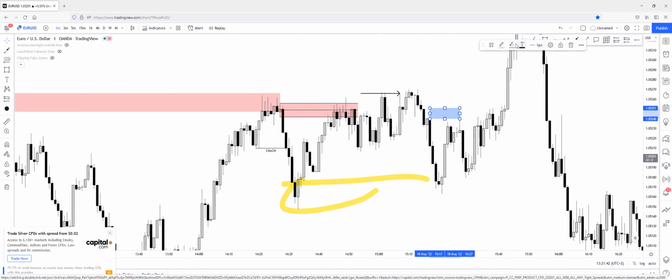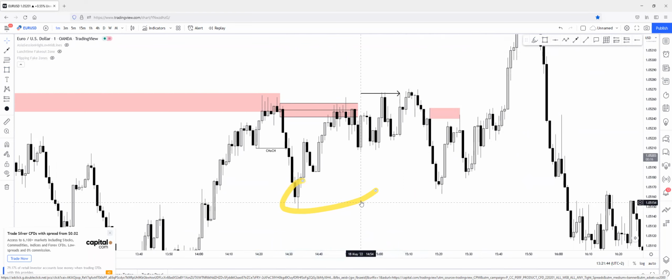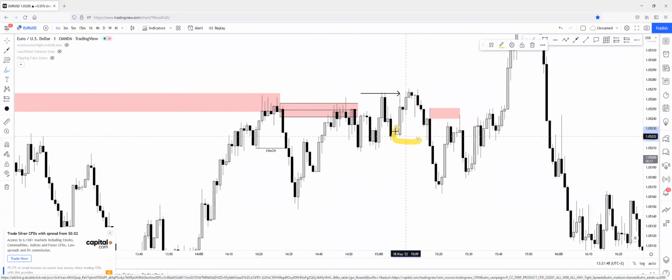Because as you can see, this supply zone has caused the liquidity sweep. Price has just reacted on the last piece of demand right here. Not last piece.